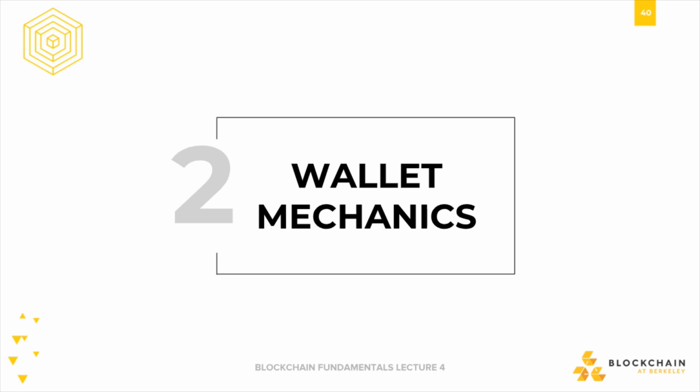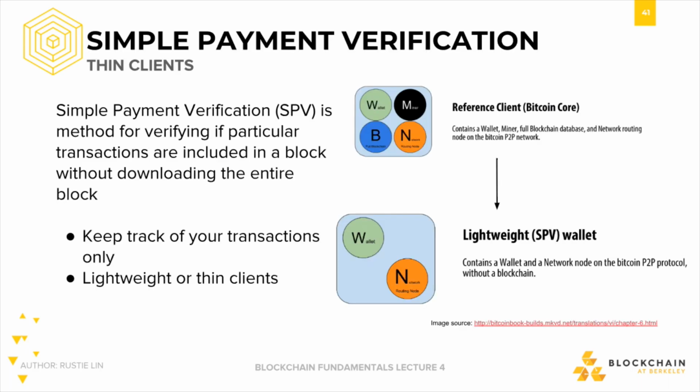Okay, so the next section is on wallet mechanics. We talked a lot about the different types of wallets that are out there and what they actually do. But wallet software is a little bit more complex, and we'll dive into how wallets work. One question you might ask is, if you're using wallet software, like Coinbase, to send a transaction, why don't I have to download the entire Bitcoin blockchain?